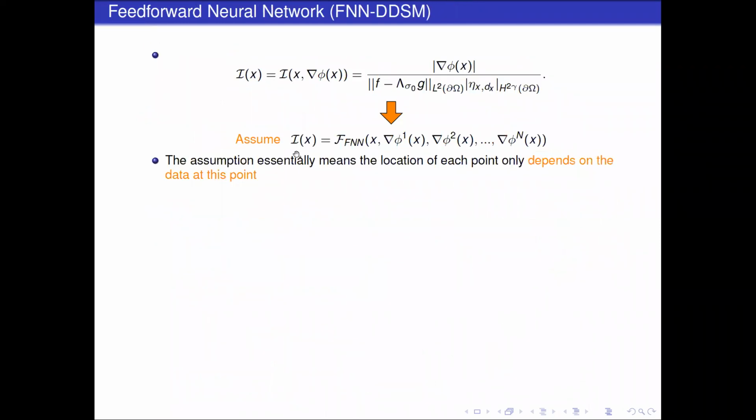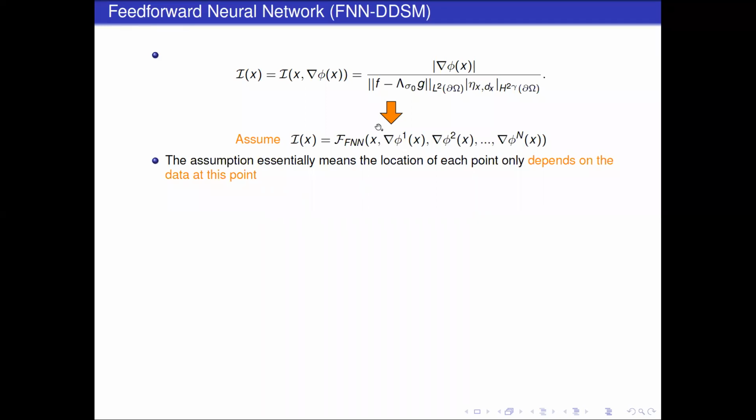Okay, so let me show you our first trial. This is a feedforward neural network architecture. The idea is very straightforward. We just assume the index function at each point depends on the gradient of all those data functions at that point.